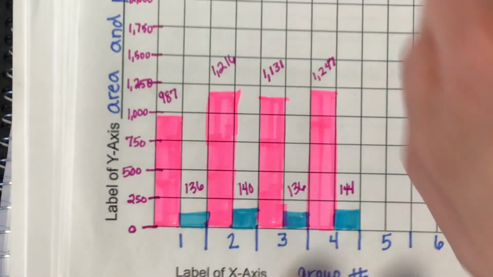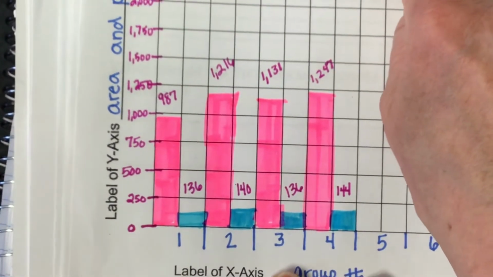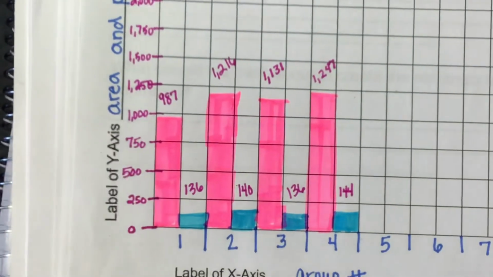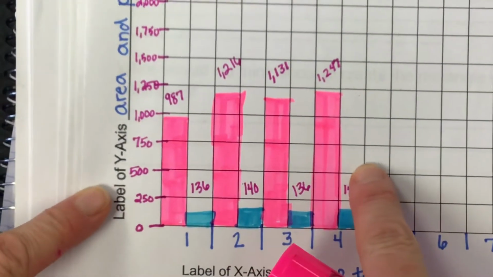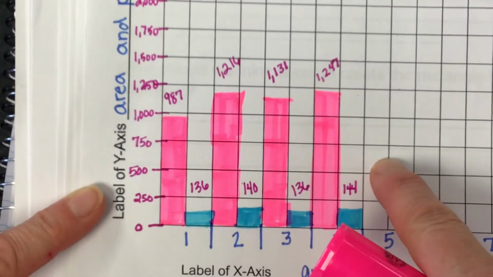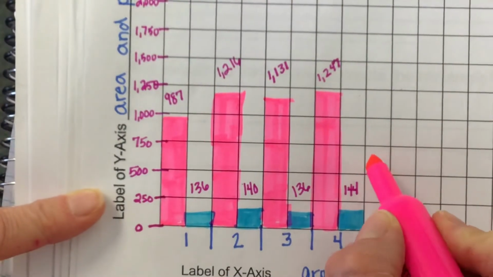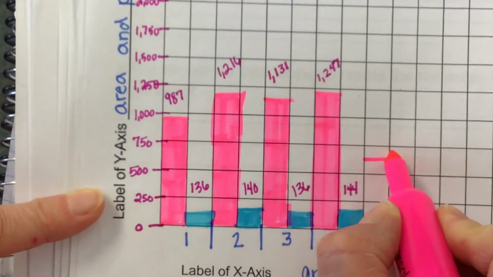Okay, now we're looking at an area of 660. Here's 500. Here's 750. Halfway would be 625. So a little over halfway is going to be 660.